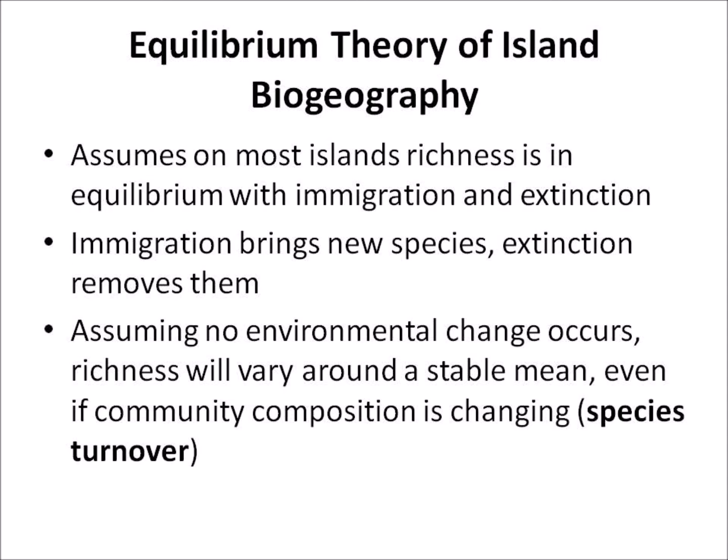And the second assumption is that there's no major environmental change occurring, or in other words, that richness is going to vary around a stable mean even if community composition is changing. So you can have species turnover, but your species richness is in equilibrium. So the species richness is not changing. New species might be arriving and old species might be going extinct, but species richness, the total number of species you have on that island, is going to stay the same. So that's the key assumption of the equilibrium theory of island biogeography.